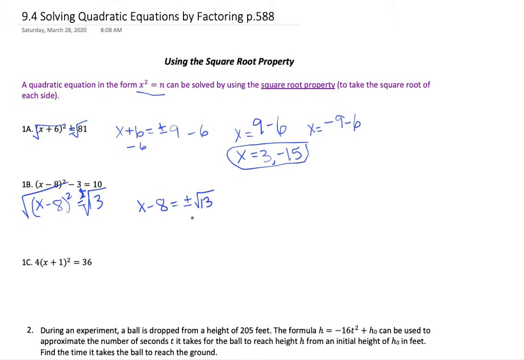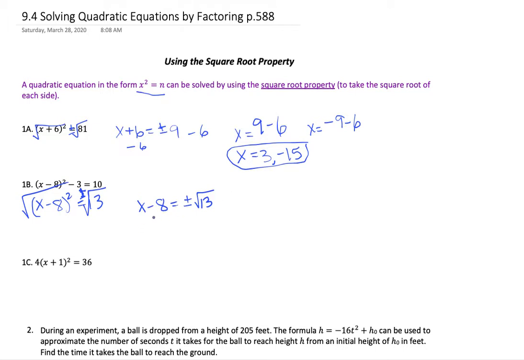Well, this is an irrational number. There is no perfect ending decimal for the square root of 13. So some of your book says to round, but I want exact answers. And honestly, it's easier this way. So when you get down to a square root of 13 or something that doesn't work like that, you can just leave that. But we still have to get x by itself. So we need to add 8.